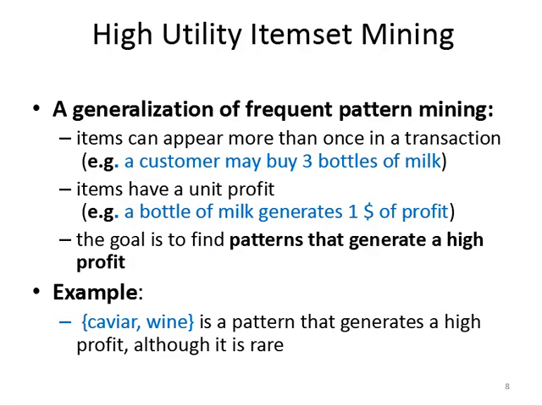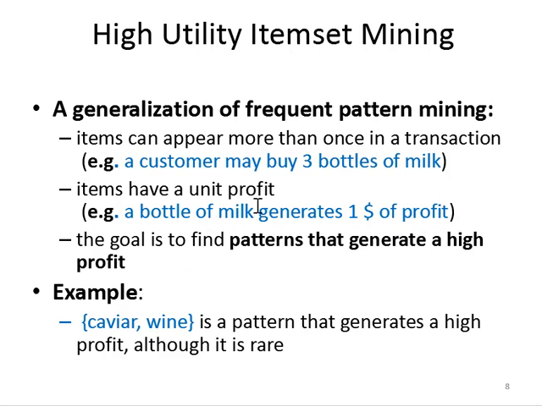So, an extension of frequent pattern mining that avoids this problem is called high utility itemset mining. It generalizes frequent pattern mining. It is a more general problem where an item can appear more than once in the transactions. So for example, now we know that a customer buys 3 bottles of milk or 10 bottles. And items also have some unit profit. So a bottle of milk generates $1 profit, for example, or a diamond $1,000.